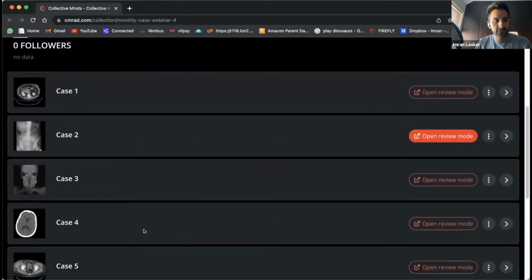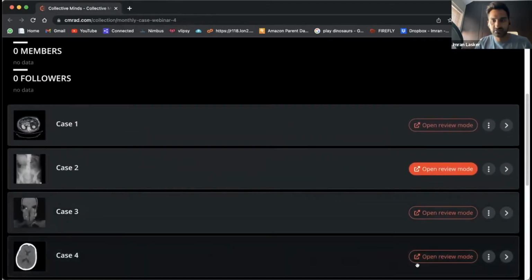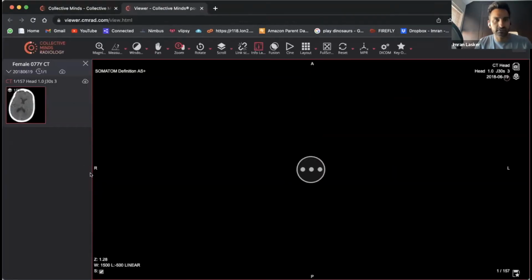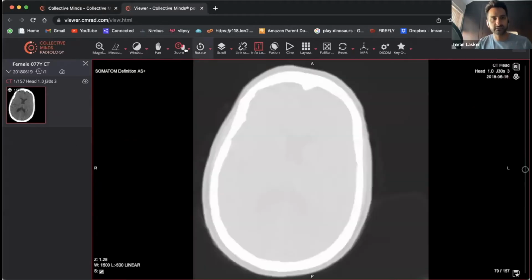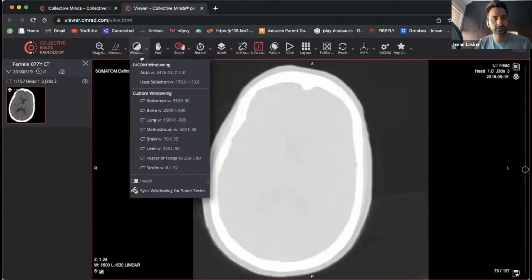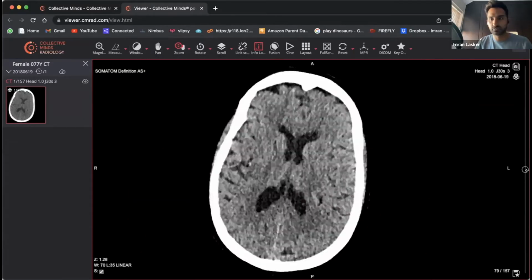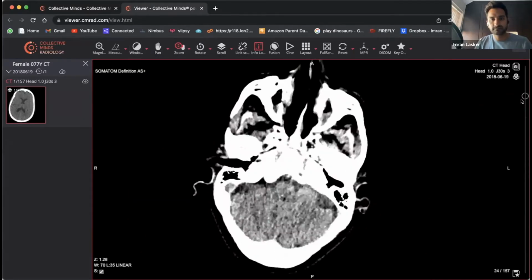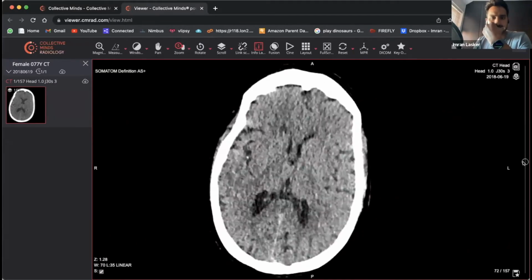Right, let's open. So we're going to skip case 3 and go straight to case 4. So case 4, let's have a look. This patient comes in with left-sided weakness, right? So let's have a look at this one and feel free to go through it. I'm going to go to the brain windows. We're going to scroll through and keep scrolling.